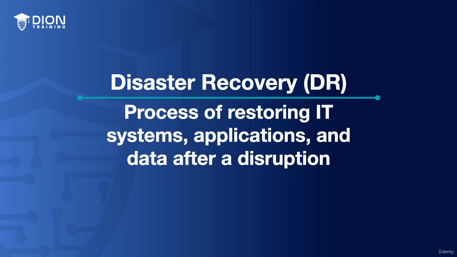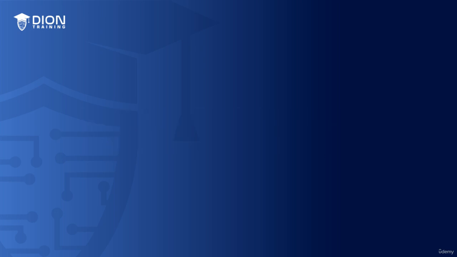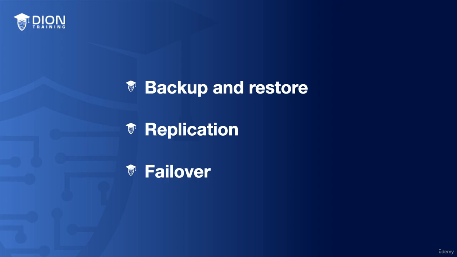Next, we have disaster recovery. Now, disaster recovery, also written as DR, refers to the process of restoring IT systems, applications, and data after a given disruption, such as a natural disaster, a cyber attack, or human error. The primary objective of data recovery is to minimize the downtime and data loss, allowing your organization to resume normal operations as quickly as possible. There are several strategies that organizations can implement in order to achieve disaster recovery inside of cloud computing, including the use of backup and restore processes, replication, and failover.